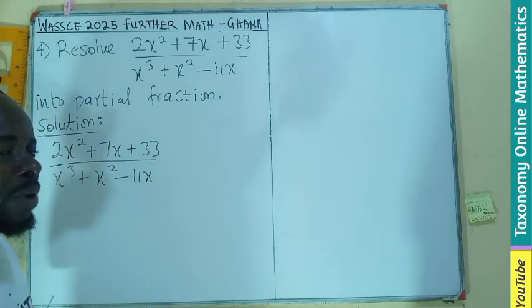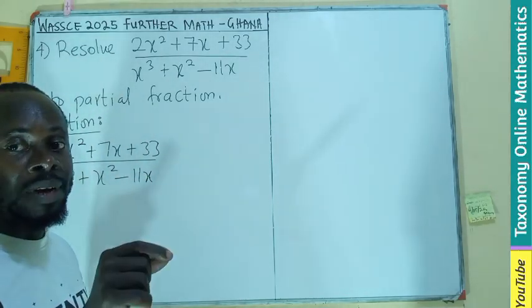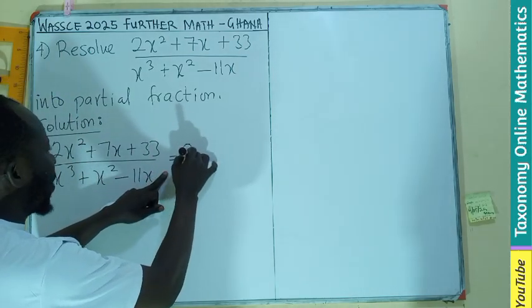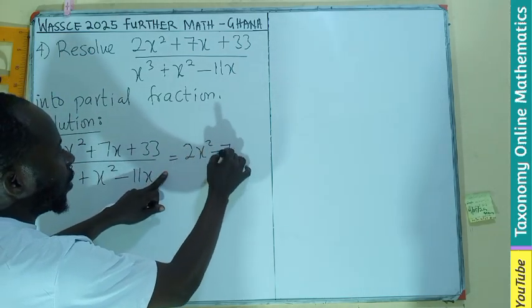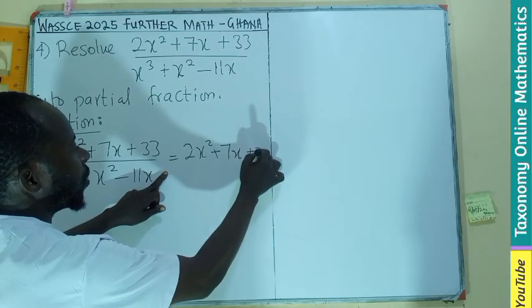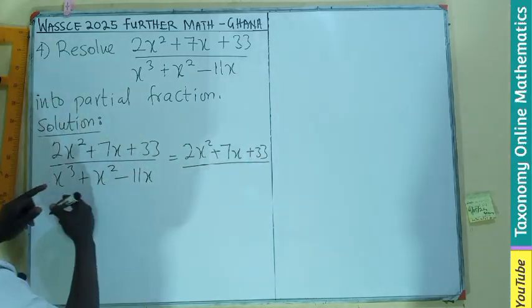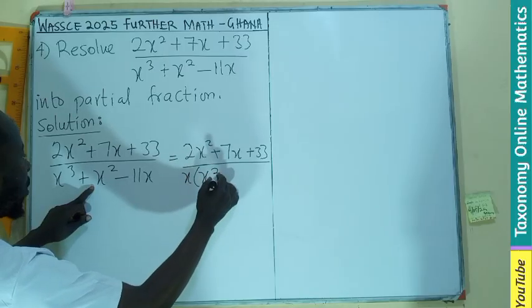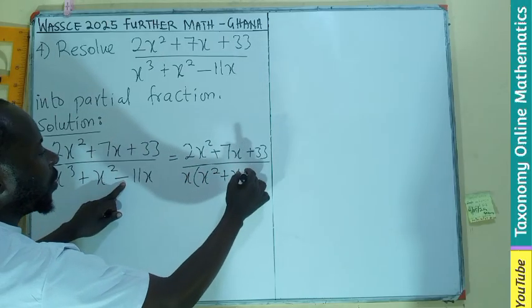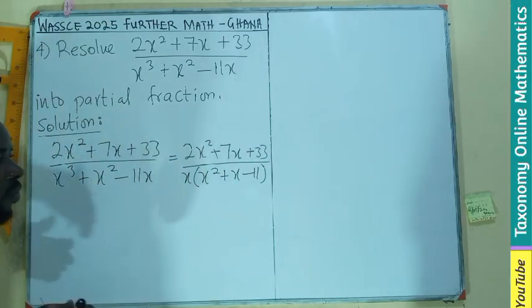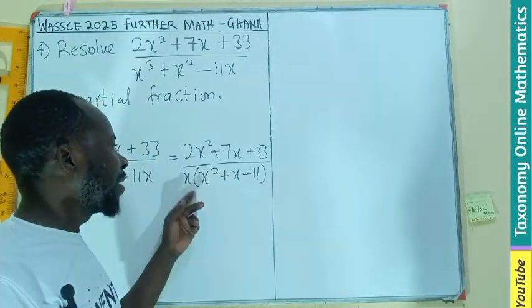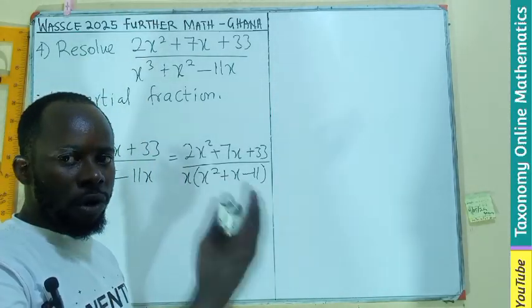Now, if you look at your denominator, you can see x is common to all of the terms. So let's factorize that part first. If you factorize the x out, we are left with x² + x − 11. So now we are having a product of two terms, the x and the bracket. So we focus on the bracket.